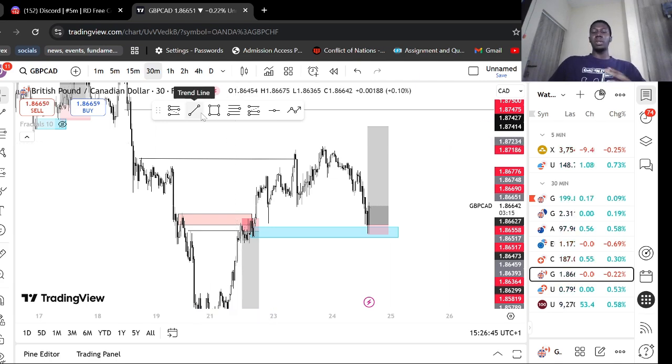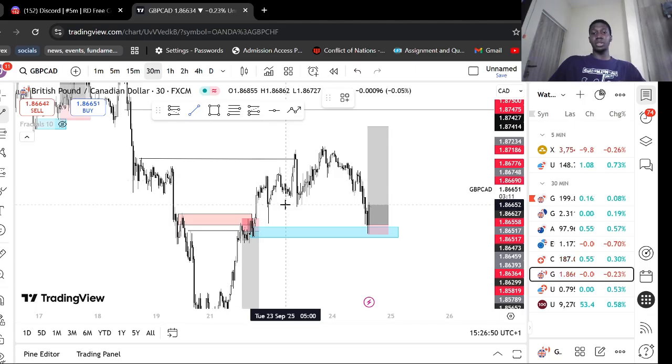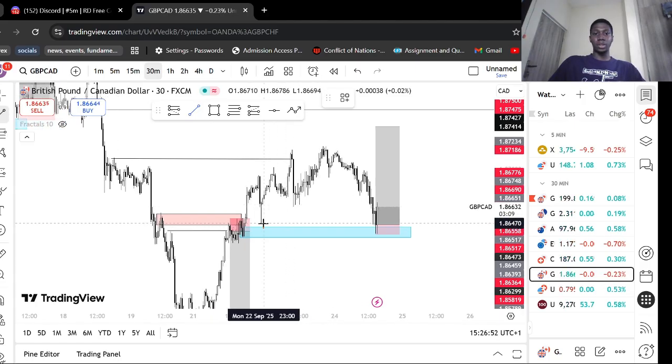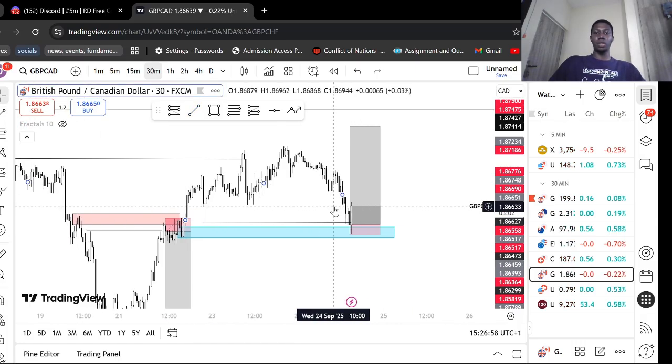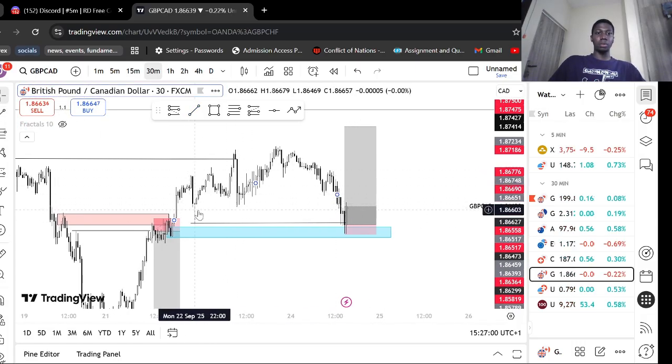Now coming down to the main strategies: liquidity, supply and demand. Liquidity, supply and demand means just having a good level of liquidity in front of our zone before thinking of buying. So that's what we got here. This was a low here, and we had a pretty good demand zone here.